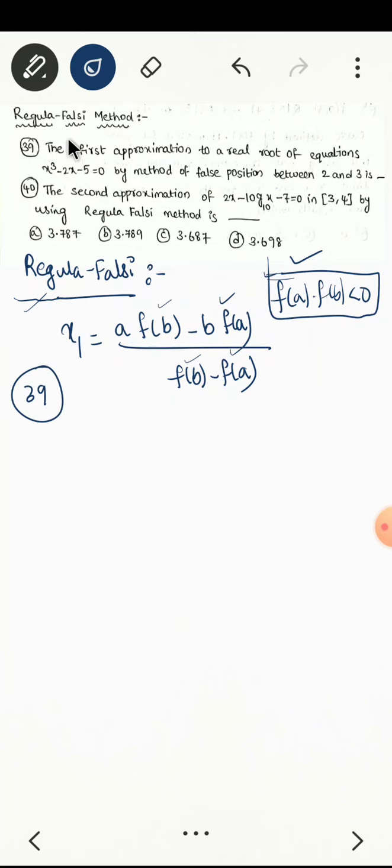Okay, so problem number 39, the first approximation to the real root of the equation. They are asking the first approximation to the real root of the equation f of x equal to x cube minus 2x minus 5 equal to 0. So what will be the first approximation, my dears? First find out f of a and f of b. The interval is 2 and 3.